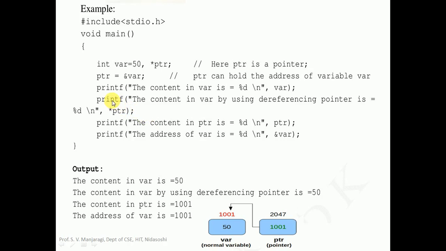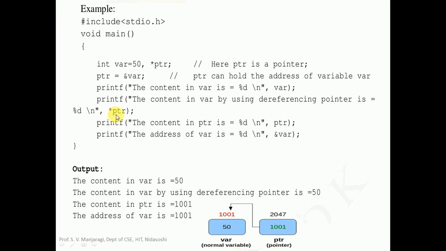Next, again we have a printf. This time, "the content in var by using dereferencing pointer". We want to display the value of the variable var, but this time using a pointer variable. Now let us see how to extract the value of the variable var using the pointer variable. Here we can make use of the dereferencing operator asterisk, that is nothing but star. So again we have taken a placeholder, then backslash n for a new line, comma.